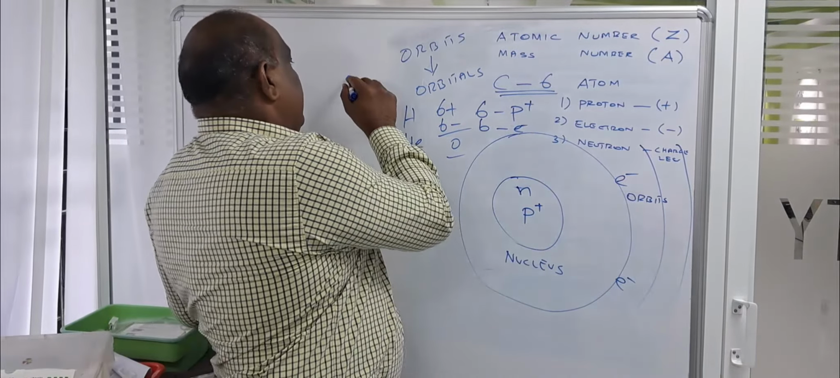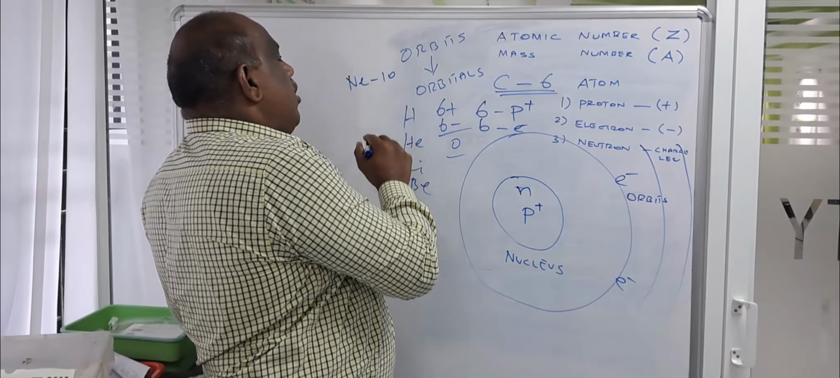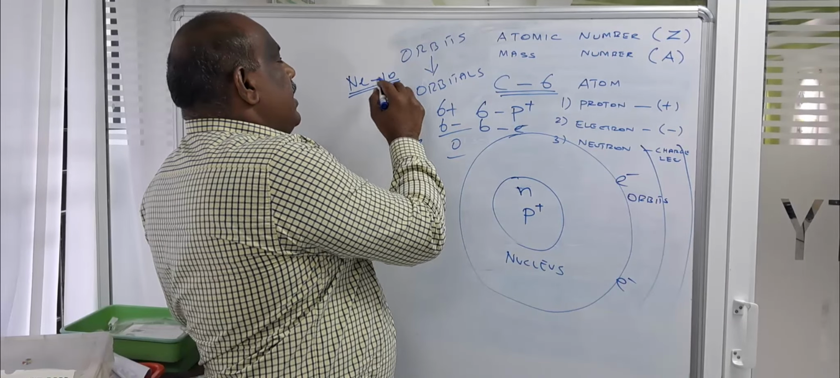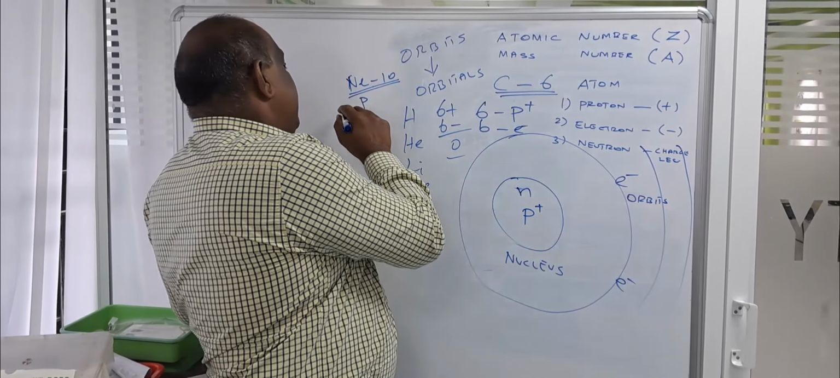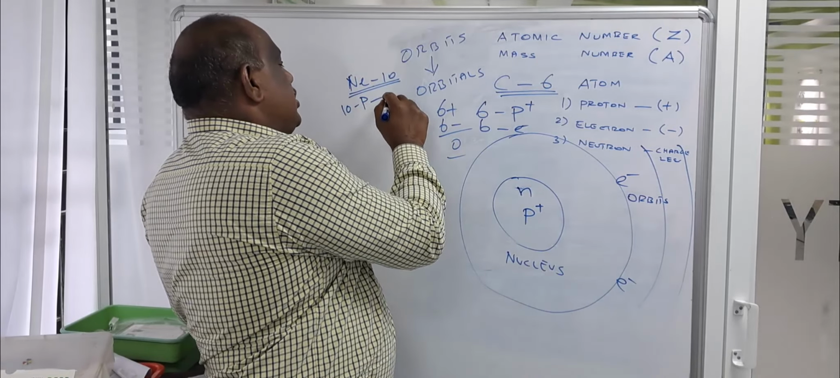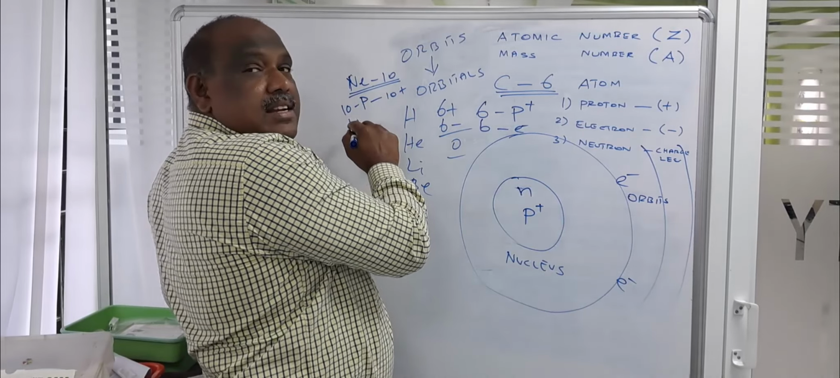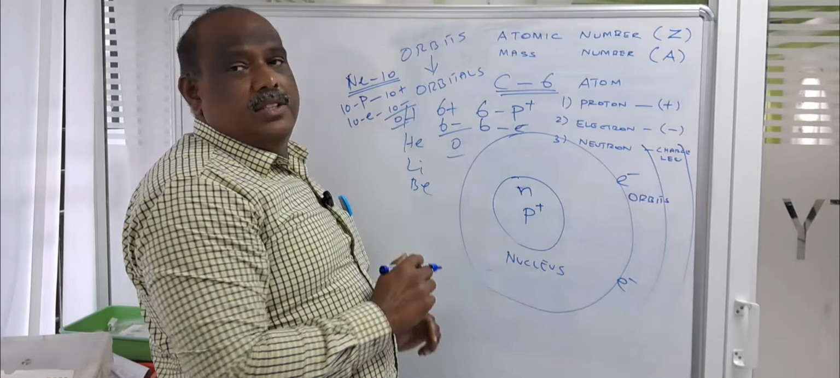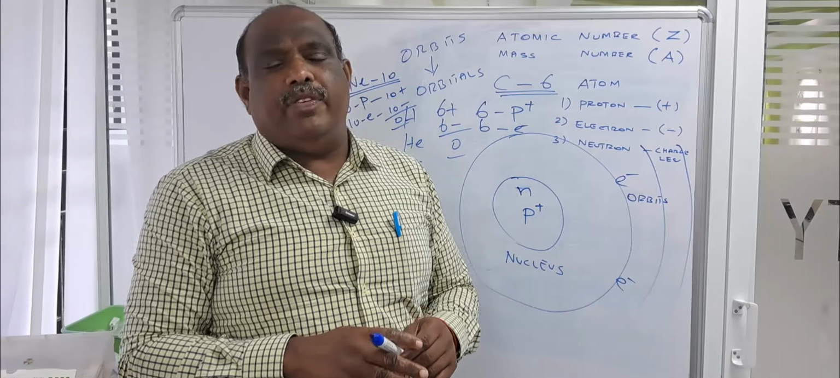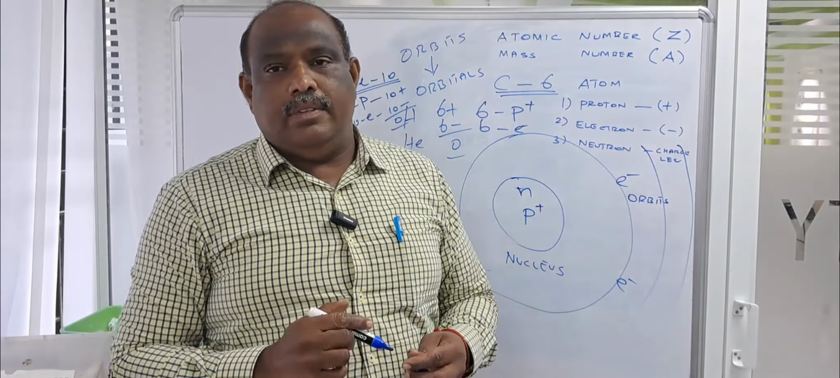If I take neon, its atomic number is 10. How many protons will be there? 10 protons, which means 10 positive charges. 10 electrons will be there, isn't it? So 10 electrons, 10 negative charges. So what is the total charge? 0. So from this, now you define for me, what is atomic number?